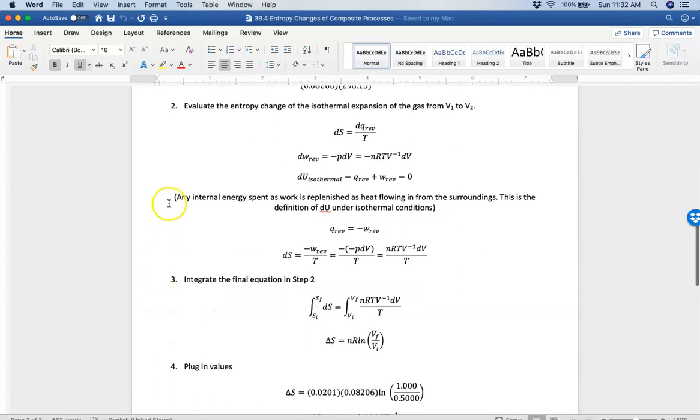So any internal energy spent as work is replenished as heat flowing in from the surroundings. In this case we're not losing any, but if heat did leave, it would be compensated for by flowing in from the surroundings into the system.